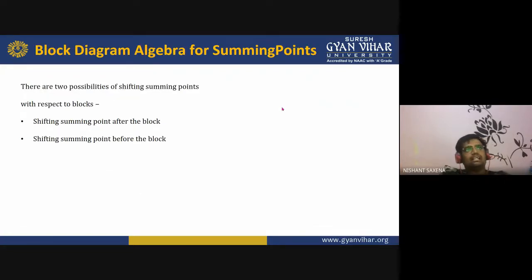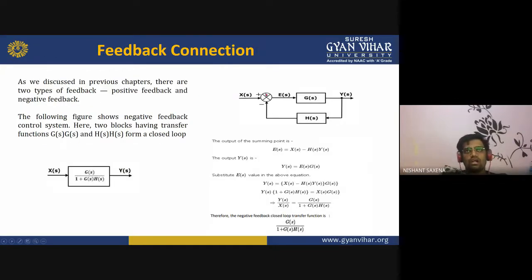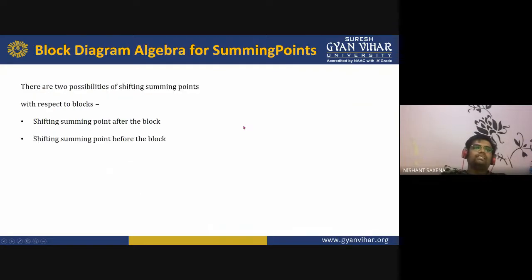So we can see that there are two possibilities of shifting the summing points. First of all, we are discussing block diagram algebra for summing points, when we are shifting the summing point after the block and shifting the summing point before the block. That means when we are shifting this block after this block, we are shifting it from this end to this end. Or the second possibility is that we have the summation point over here, and we are transferring it before the block. Okay, now let's see one by one.